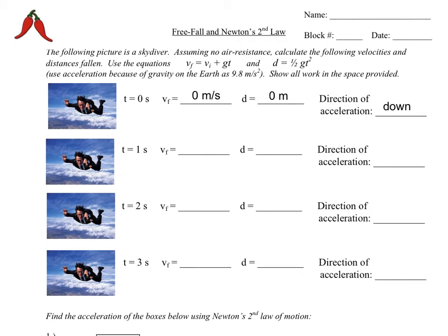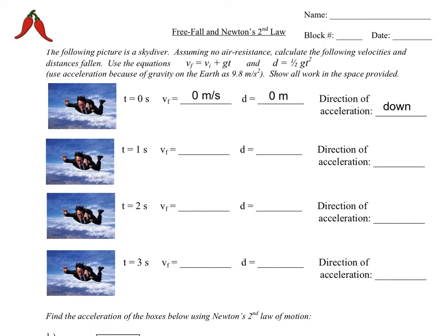In this video lesson, we're going to work our way through the free fall and Newton's second law worksheet. Right now I have the medium spice one open. What we're doing here is the following: the picture is a skydiver. Assuming no air resistance, calculate the following velocities and distances falling.